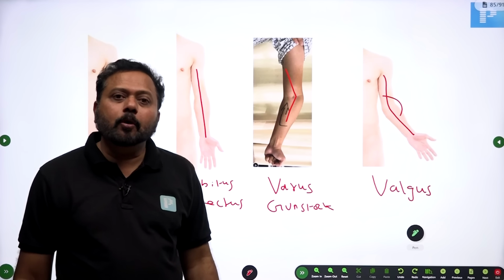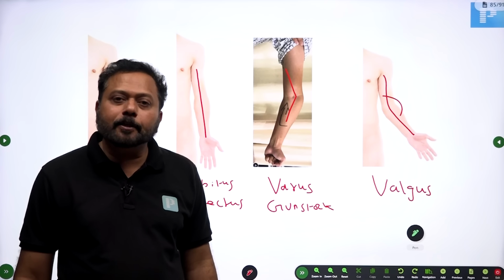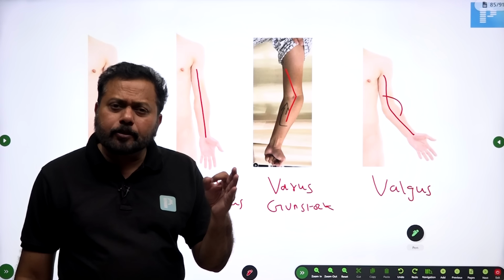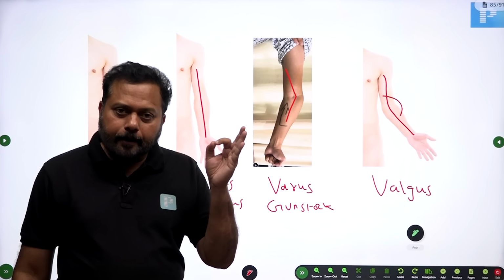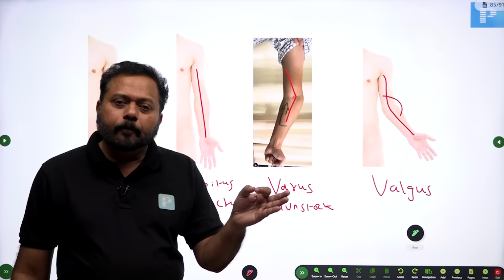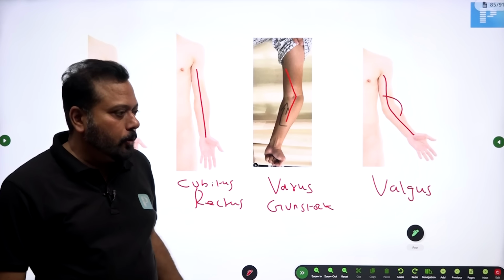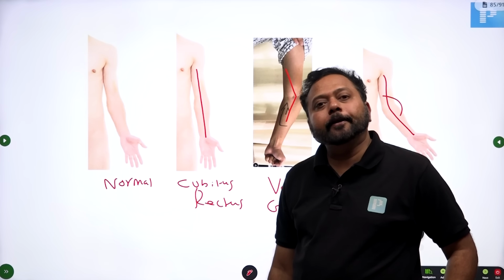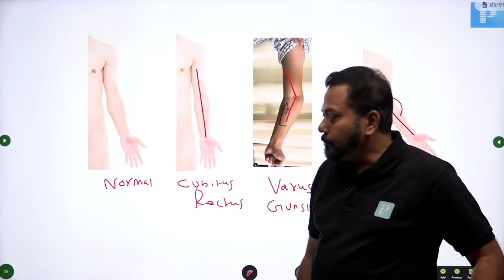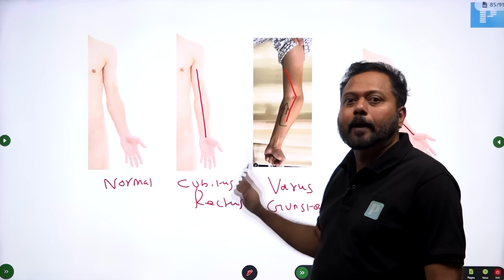Cubitus valgus, now, is seen in lateral condyle fracture in a child. That is called the fracture of necessity. Lateral condyle fracture in a child will go for cubitus valgus and tardy ulnar palsy. Cubitus rectus again can happen in malunited supracondylar fracture. So this is normal, this is cubitus rectus, this is cubitus varus, that is cubitus valgus.